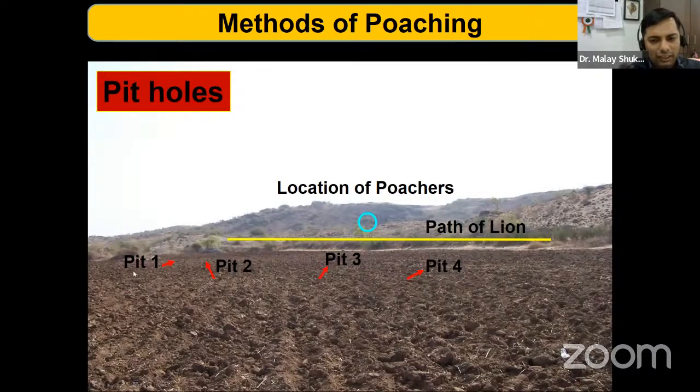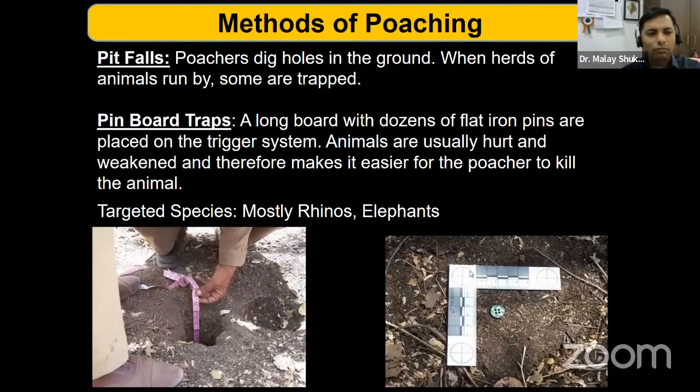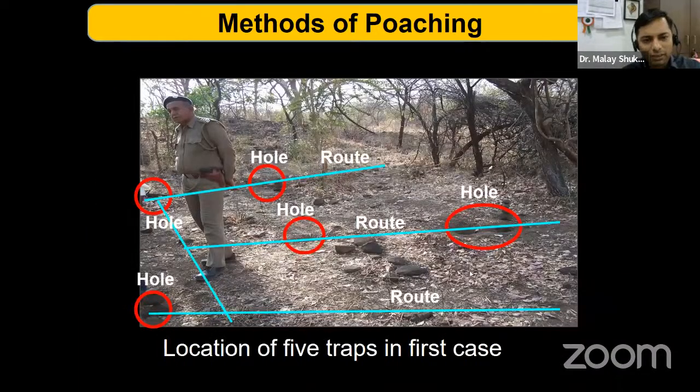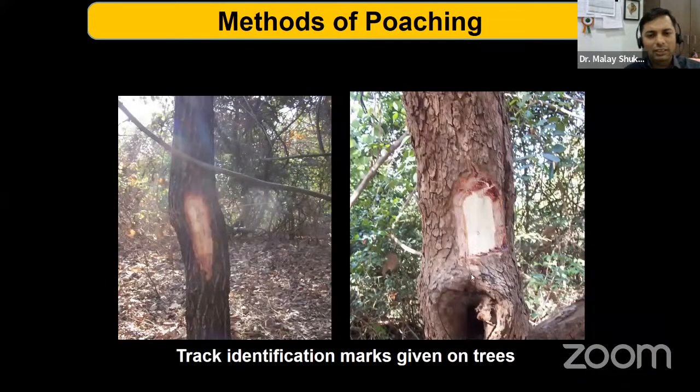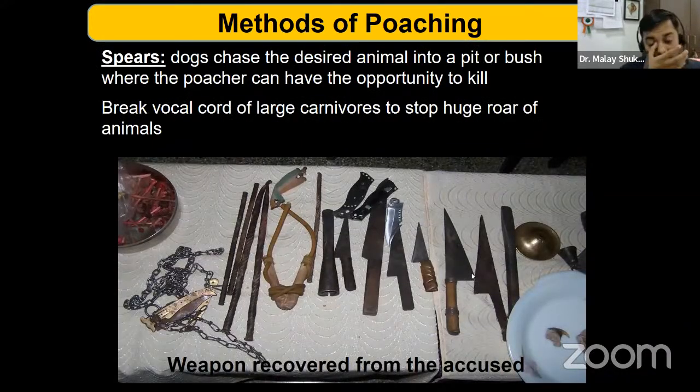They make the animal follow one path, and on that path they might have kept these leg traps or pit holes in which the animal gets trapped, and subsequently they break the vocal cord and execute the act of killing or poaching, right? So these are various methods that are being used. We'll not go deep; these are all case studies that we would not be interested to discuss right now, keeping in mind the time constraint.